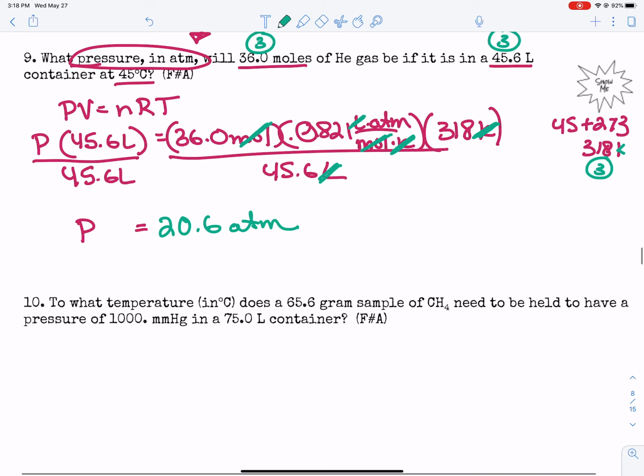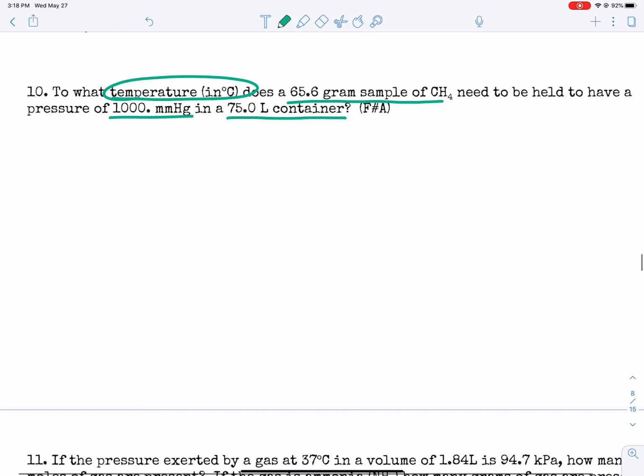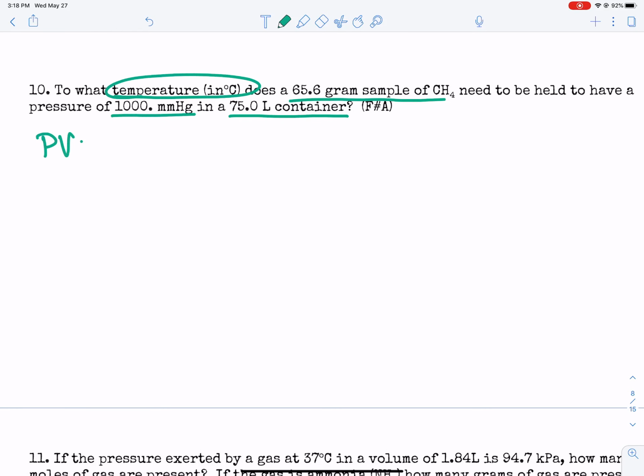Try number 10 on your own. Pause, try number 10, and then come back to it, right? What temperature in degrees Celsius does a 65.6 gram sample of CH4 need to be held at to have a pressure of 1,000 millimeters of mercury in a 75.0 liter container? Right, the formula, PV equals nRT. What's my pressure? 1,000 millimeters of mercury. What's my volume? 75.0 liters.